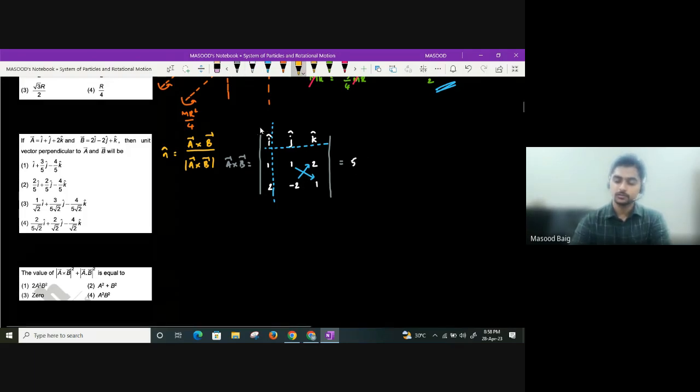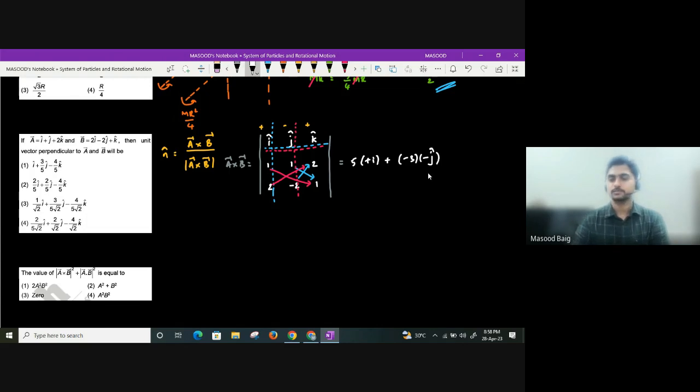Coefficient of this will be plus, guys. This is minus, this is also plus. So what are we going to get? Plus 5, or 5 i cap you can write. Now I want to find the y component, guys. In order to find the y component, you are going to block the column and the row in which j cap is present. So what are the elements left out now? 1 into 1 is 1, 2 into 2 is 4. 1 minus 4 will be minus 3 you will get, guys. And the coefficient of j cap is minus, guys, again.